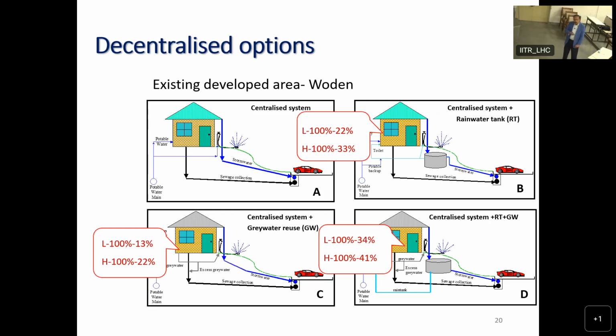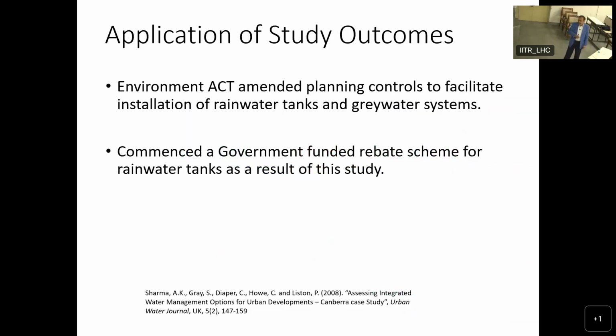So we provided that information to the authorities there, and based on that they amended their planning control policies. It is not very easy to implement such a high number of systems to achieve that outcome, but they got some information based on that. They changed their policies. They changed the planning control to facilitate installation of rainwater and greywater systems, and commenced a government-funded rebate scheme for rainwater tanks.